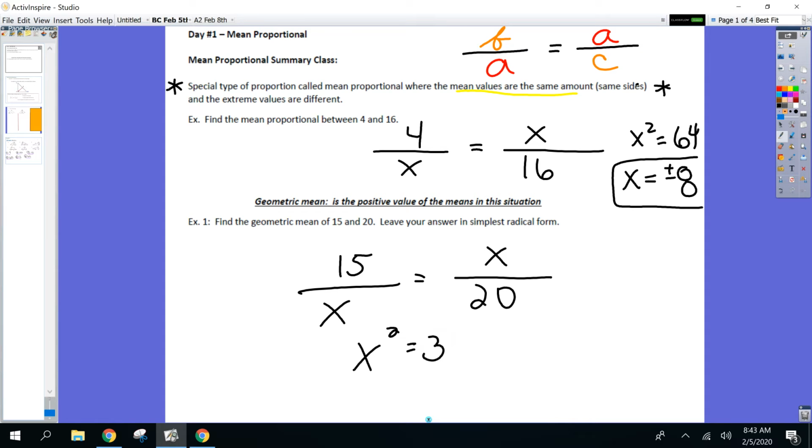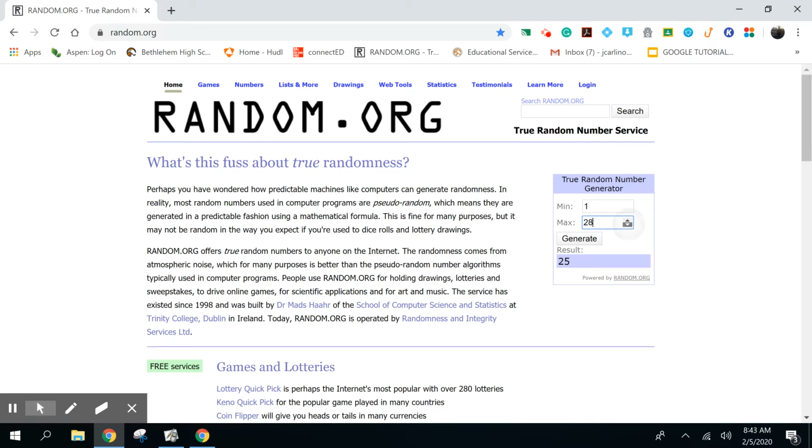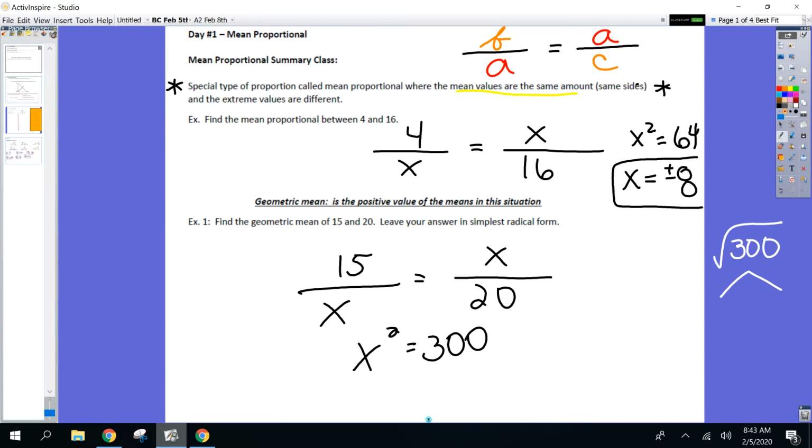So what do we have, 300? All right, here we go. We're getting better at this. You're getting more confident, many of you, in breaking down radicals by yourself. So what does 300 break down into? What are the two numbers it breaks down into? Bigger than 25. And here's how I know.